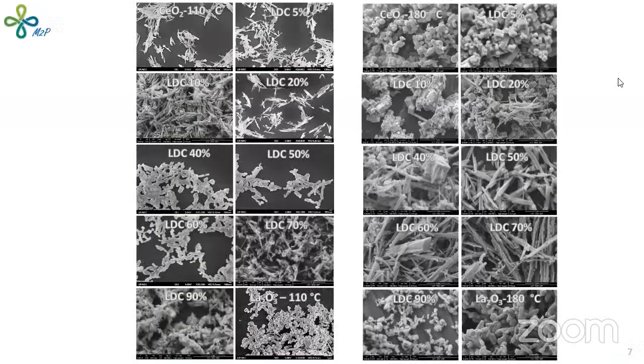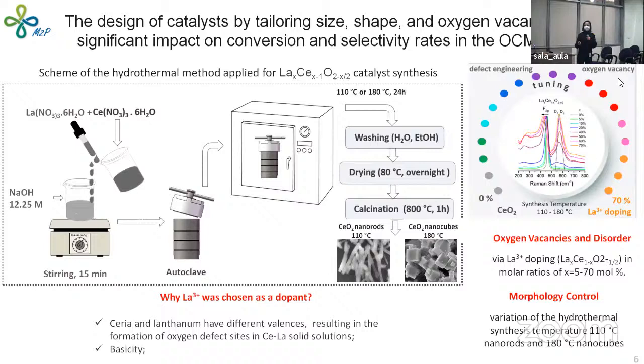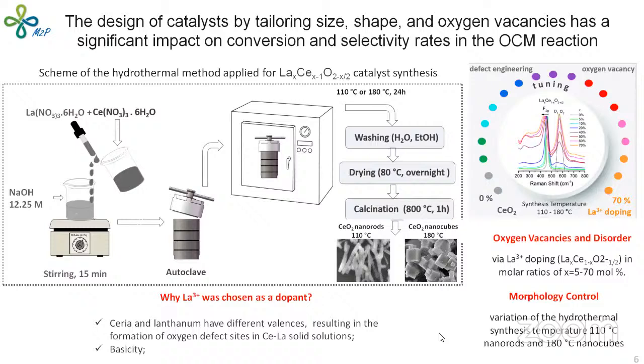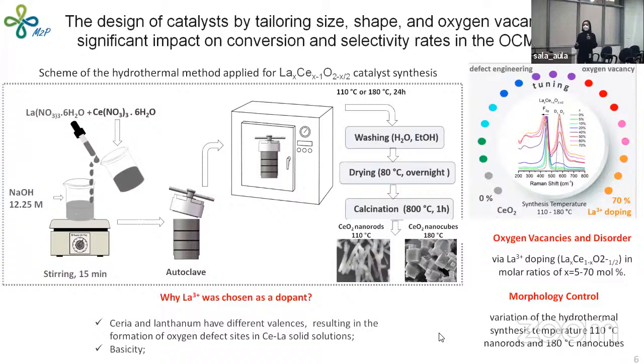Okay, so here we are controlling the oxygen vacancies by doping the cerium with lanthanum in different concentrations. So we doped with 5%, 10%, 20%, 40%, 50%, 60% until 70%. For the series synthesized at 110 degrees, we could maintain the fluorite microstructure. Otherwise, for the series synthesized at 180 degrees, a secondary phase after 20% was found. So this is why the two series got different amounts of vacancies, because the local order in the microstructure is different.